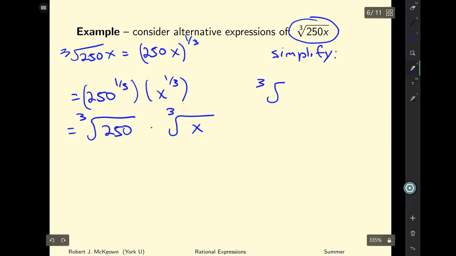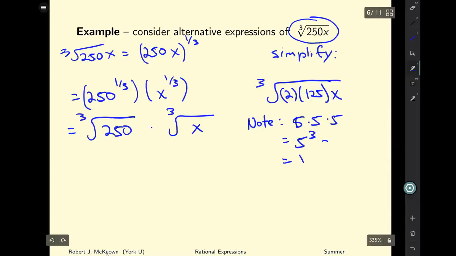There's not too much I can do with it, but I'll notice that if I have 2 times 125 times x, so I'm sort of factoring out that 250 a little bit, I can write this in a more simplified version by noting that 5 times 5 times 5, which is equal to 5 cubed, is equal to 125. And so I can take that 125 outside of the root.